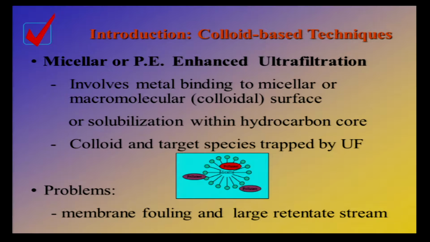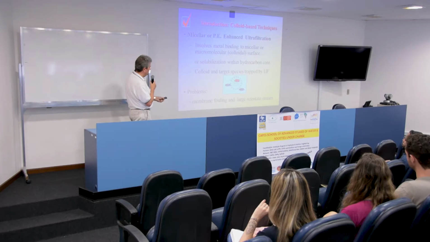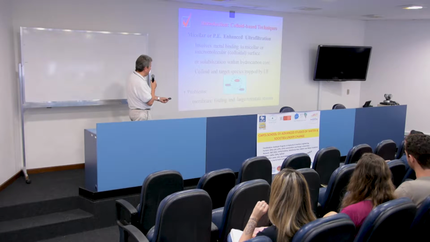So we bind the heavy metal to the micellar or the macromolecular surface, or if we have organics, we can solubilize it within the hydrocarbon core. In other words, this technique can be used both for heavy metals, but also for organic contaminants. If you have something organic, like benzene, it will go into the micelle. And then the colloid and the target species, the whole of this, is trapped by the ultrafiltration. Now the same idea can be used if we have a polyelectrolyte. Instead of having the micelle, I have this long coiled polyelectrolyte molecule, which is very big, so it will be trapped by the UF.